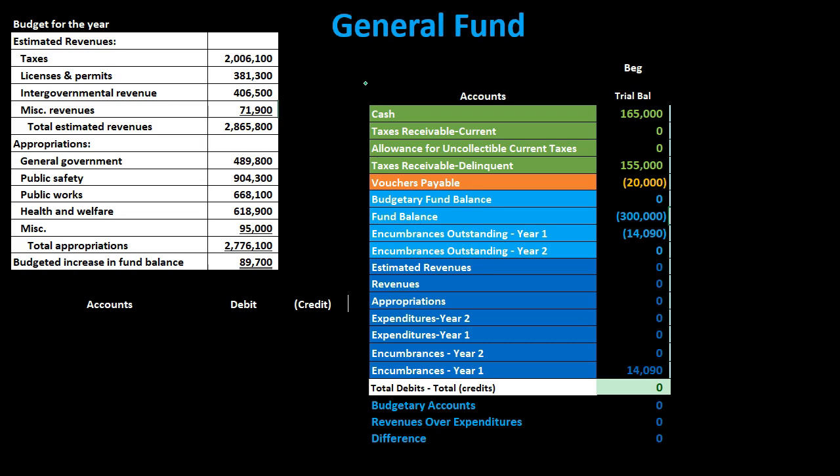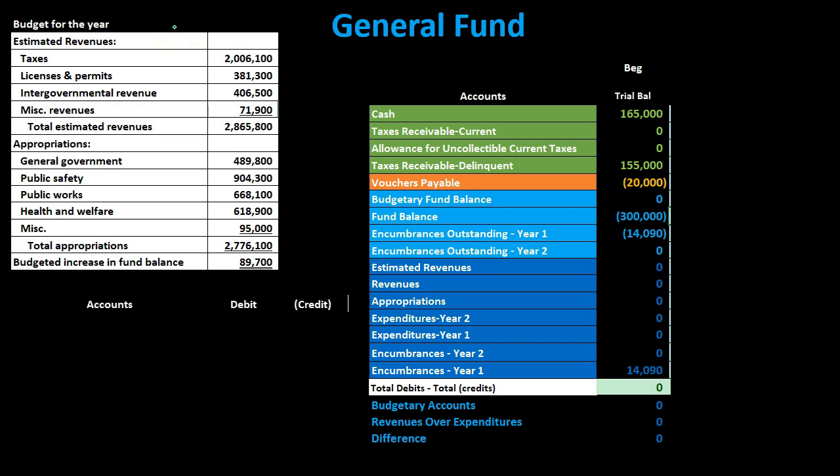Remember that the general fund is on a modified accrual basis, government-wide activity on more of an accrual basis. So the government-wide activities should be more of what we would be familiar with from financial accounting, and the general fund with the modified accrual will have more of the unusual activities. We'll start off with one of the more unusual activities, that being the budgetary accounts.